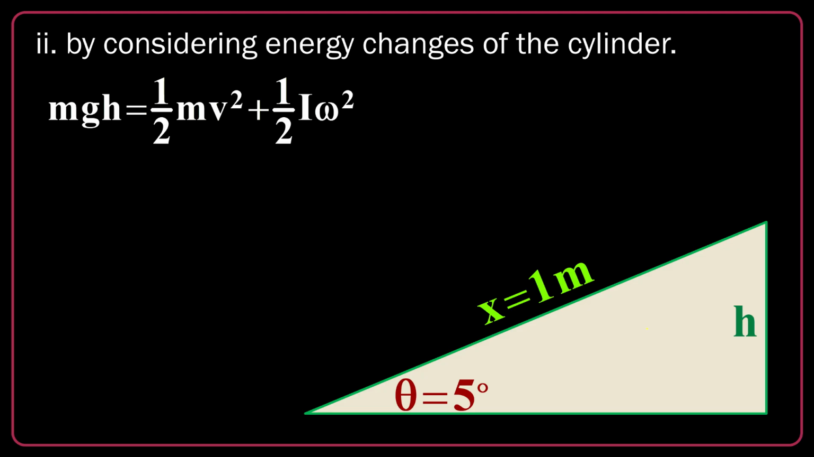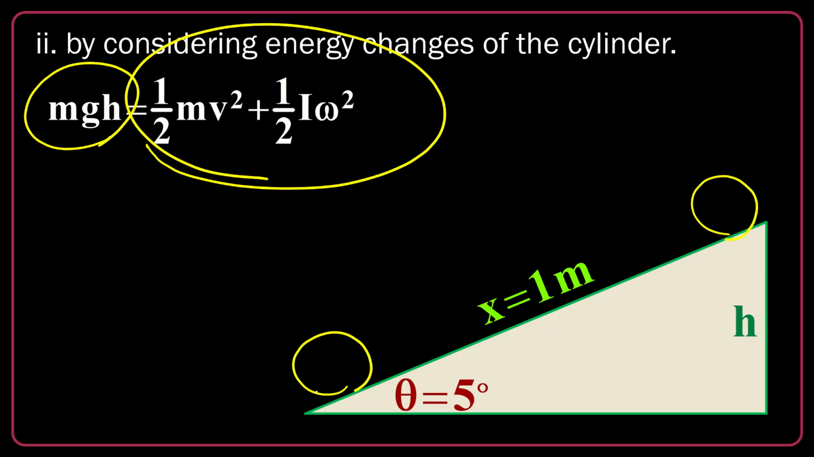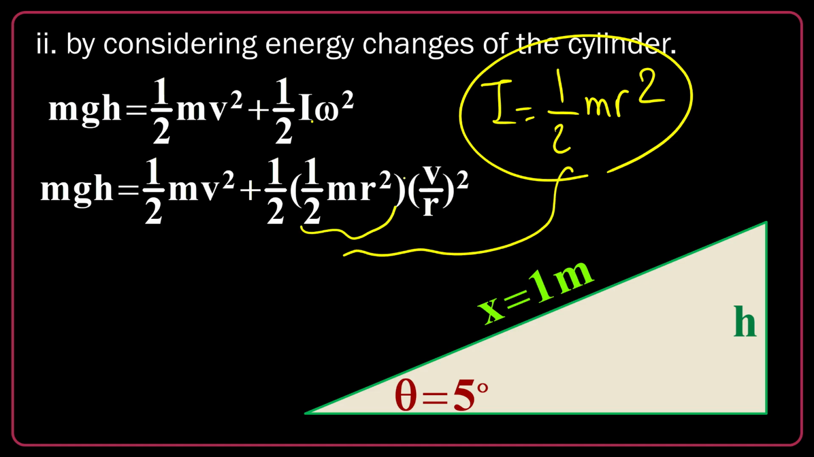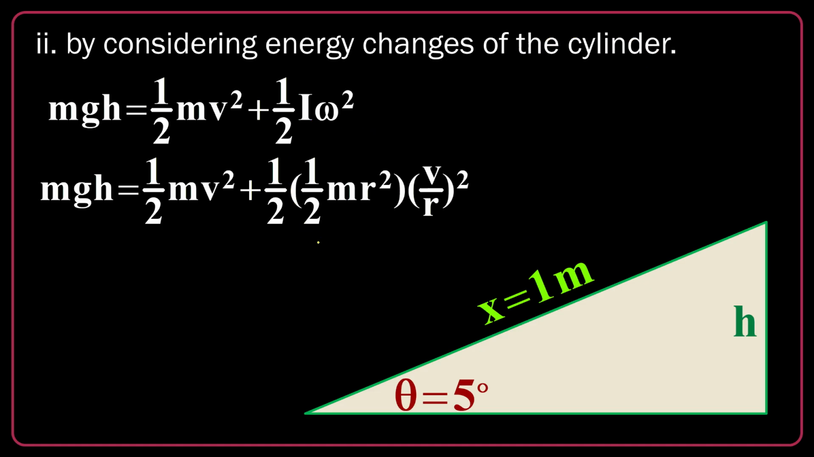Here we have mgh, the total potential energy on top, is equal to the total kinetic energy at the bottom. Okay, you know that, I told you. Then let's substitute the I. For a cylinder, I is a half of mr squared. You see this a half of mr squared related to the cylinder.